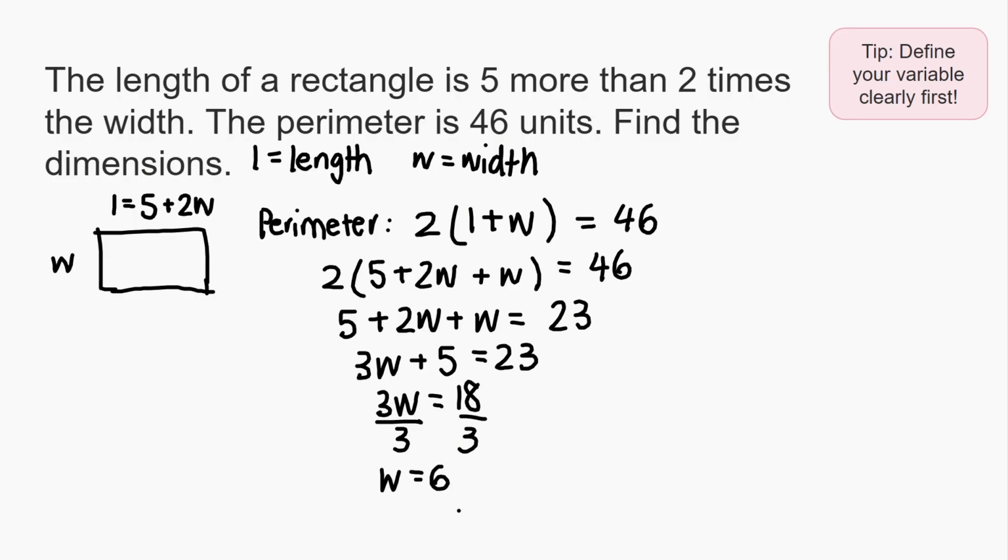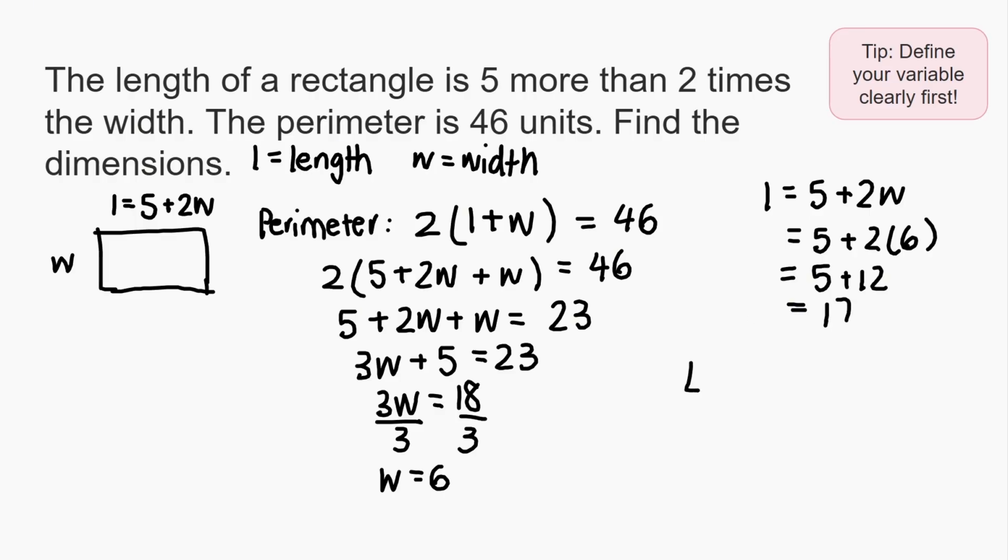Now that we have the width being 6, we want to find the length now. So length is equal to 5 plus 2W, which is equal to 5 plus 2 times 6, which is equal to 5 plus 12, which is equal to 17. So we know that the length is 17 units, and the width is 6 units.